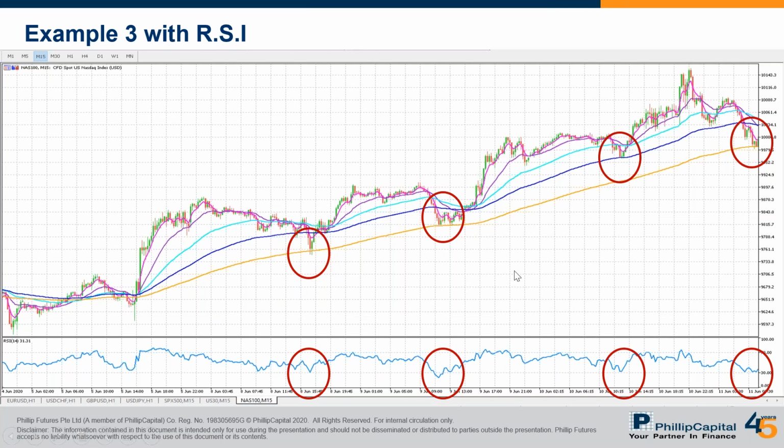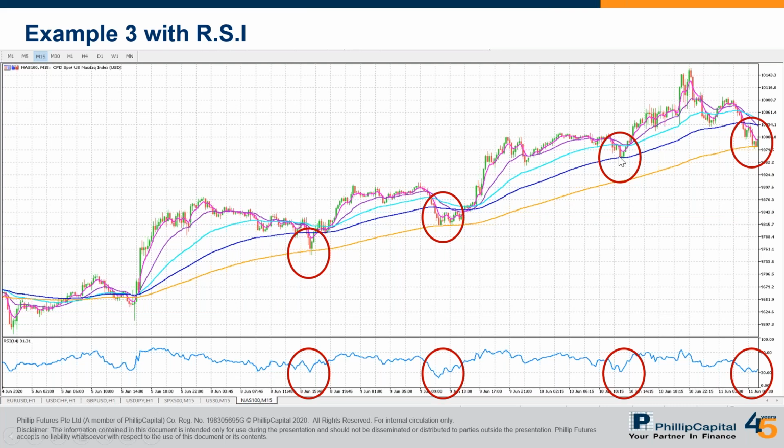If you take a look at the second circle, same thing. Prices came down and hit the EMA 200 line, the orange line, and you look below, RSI is below 30. So this is also a trading opportunity. It's an opportunity for us to buy because it has hit the support and prices are oversold or undervalued. So it's time to buy.